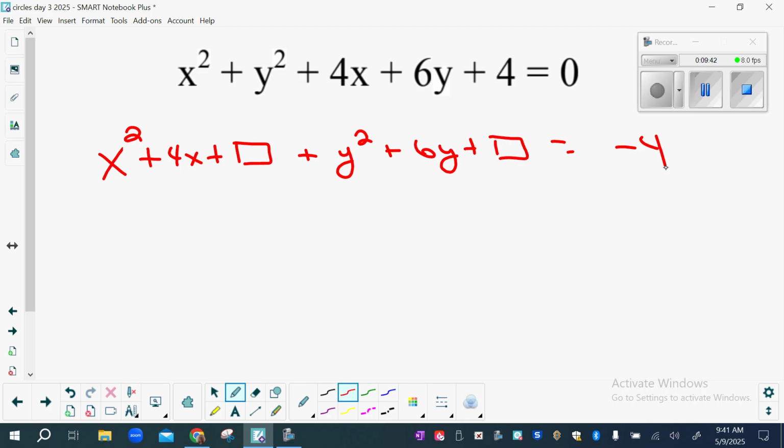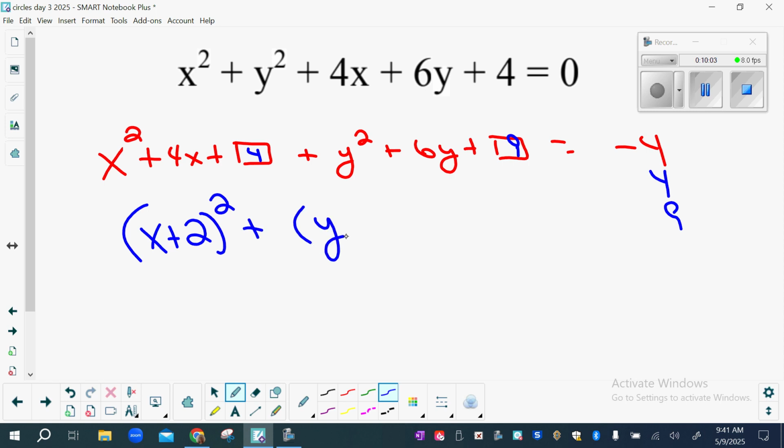Love these problems. I still love these. I'm going to cut that in half. 2 squared is 4. Put them over here. 6 cut in half is 3. 3 squared is 9. Put them over here. x plus 2 quantity squared plus y plus 3 quantity squared plus 9.